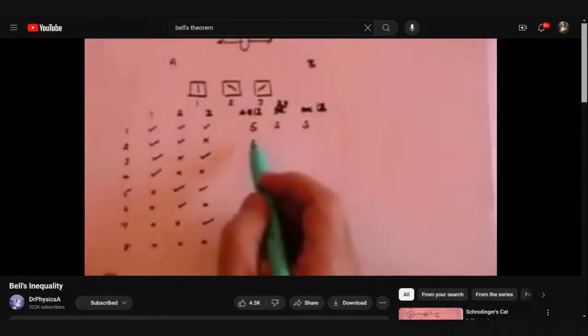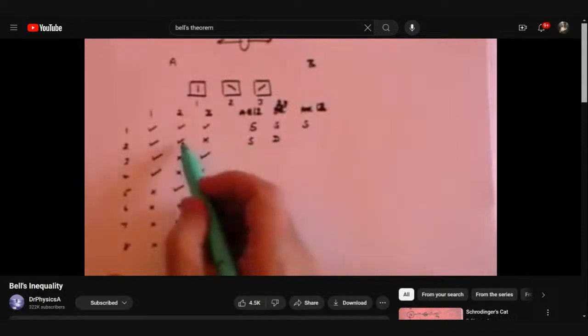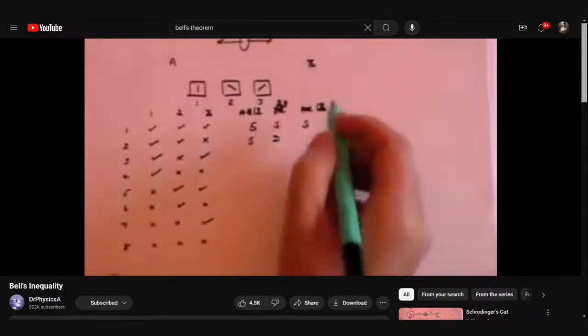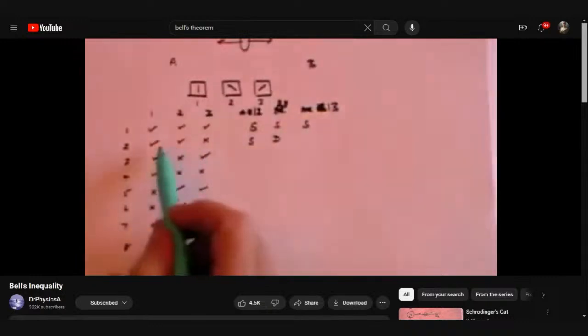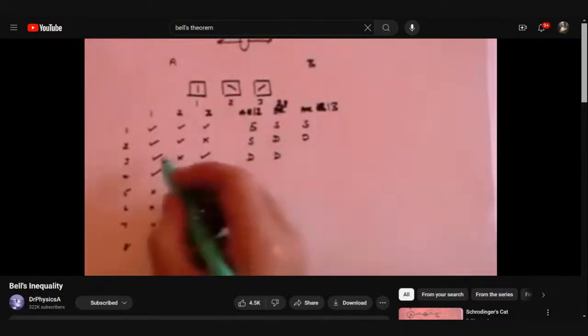So now let's look at this one. If you have polarizers 1 and 2, then you'll get the same outcome. If you have 2 and 3, you'll get a different outcome because the photon will go through 2, but the photon won't go through 3. Similarly for 1 and 3, you'll get different. If you come down here, for 1 and 2, you get different. From 2 and 3, you get different. 1 and 3, you get the same.